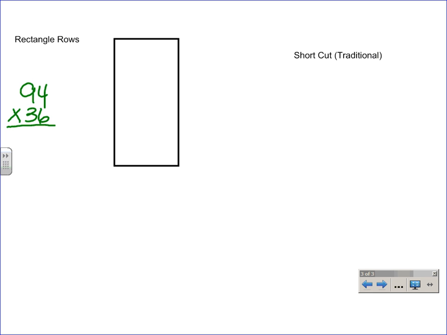In rectangle rows, we're only going to break up one of those numbers. Let me erase that here. We're going to break up just one of those numbers. So on the top here, I'm going to keep 94. But on the side, I'm going to break up 36 into 30 and 6, so by place value.